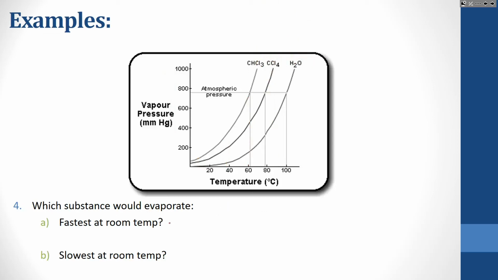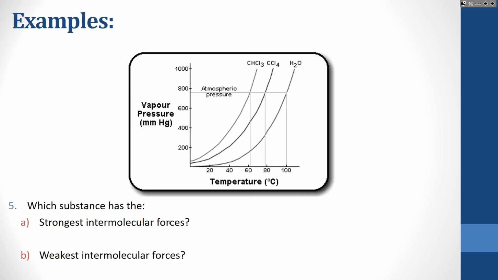So if we want to talk about which substance would evaporate the fastest, well, the one that has the highest vapor pressure means it's making the most vapor. So that would have to be CHCl3. It would evaporate the most quickly because it makes the most vapor. Slowest would, in this case, have to be water because it has the lowest vapor pressure. At any temperature, water is always below the other ones. So water is our slowest. It has the strongest forces. So that's where we're at here. Water would have our strongest forces, and weakest would be CHCl3.